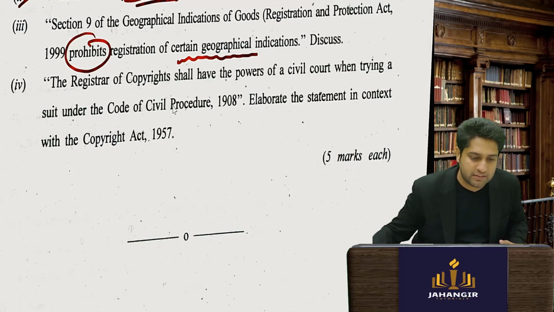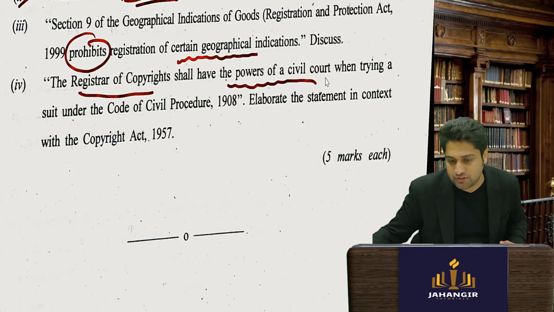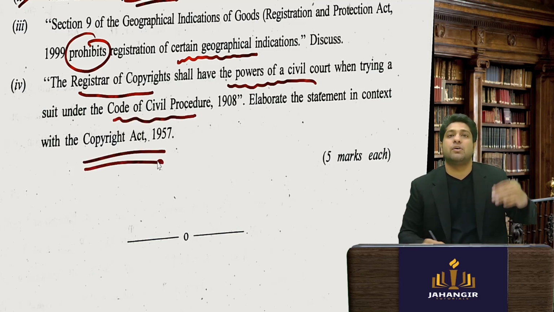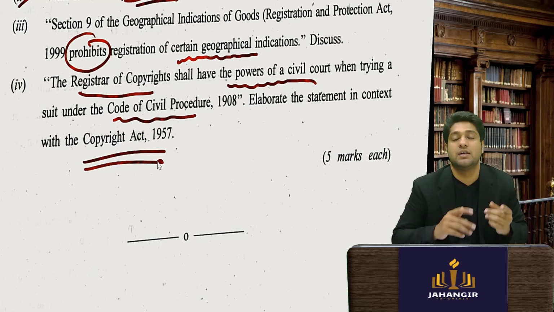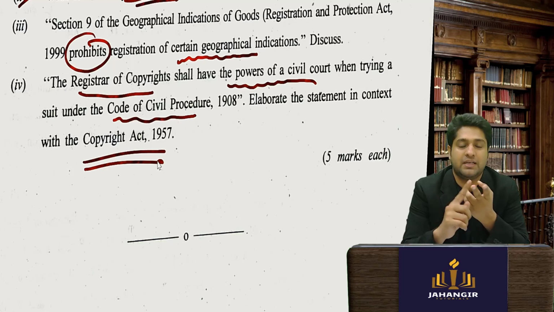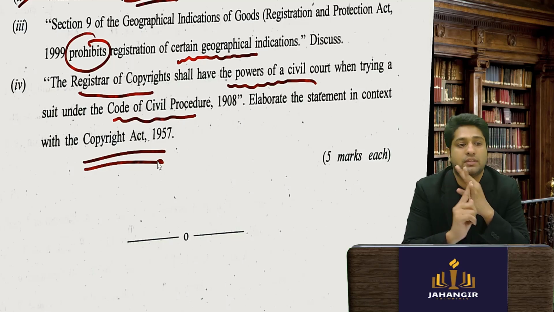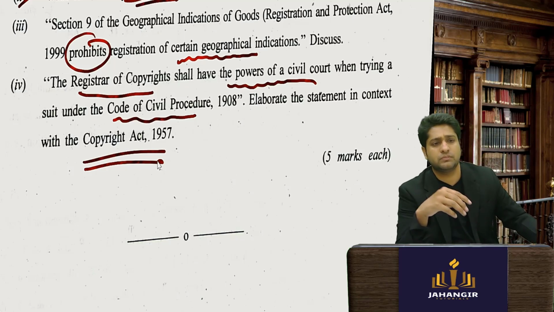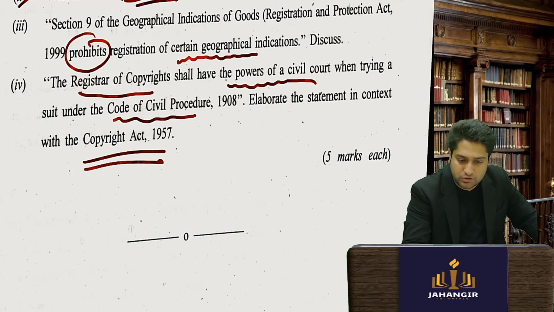Then again, a very simple question. The Registrar of Copyright shall have the powers of a civil court under the Civil Procedure Code. So obviously all the powers are the same, very simple. I think they've given you free marks. Summon anyone, summon any witness, take evidence on oath; all the powers which the civil court has, they will also have, and that is it. Okay, so you can go ahead.